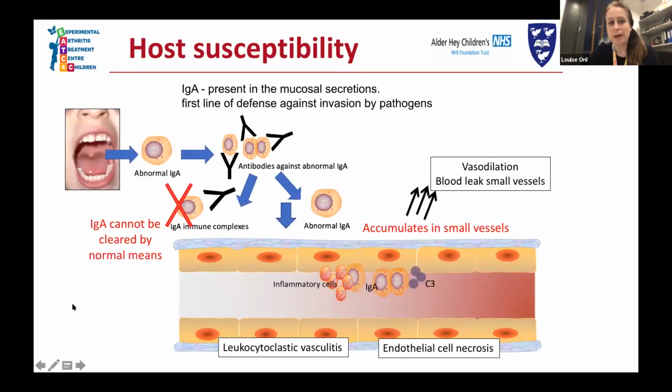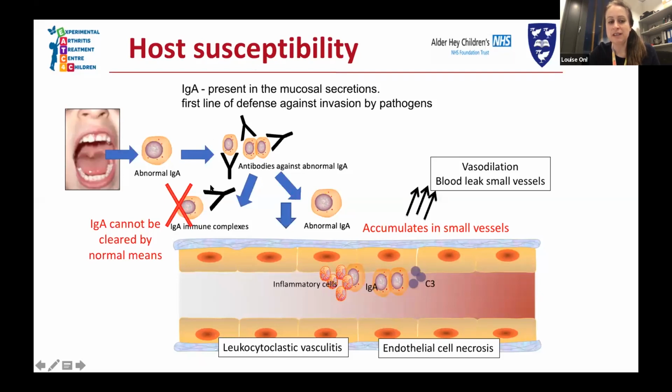If we look at what might be causing the actual disease, we see that it's usually a production of abnormal IgA, and this IgA usually comes from the oral cavity or from the gut. And this is because immunoglobulin A is your first line of defense in your mucosal secretions. And so if you have an invading pathogen, your IgA will be produced in normal individuals. And what's believed to happen in this condition is that the actual IgA that's produced is abnormally produced, and your body therefore produces antibodies against this potential antigen.